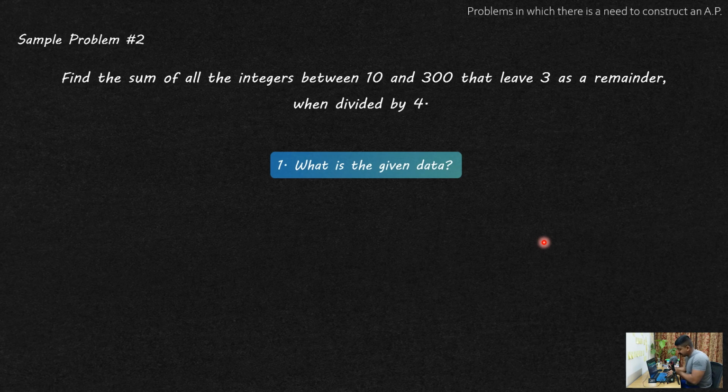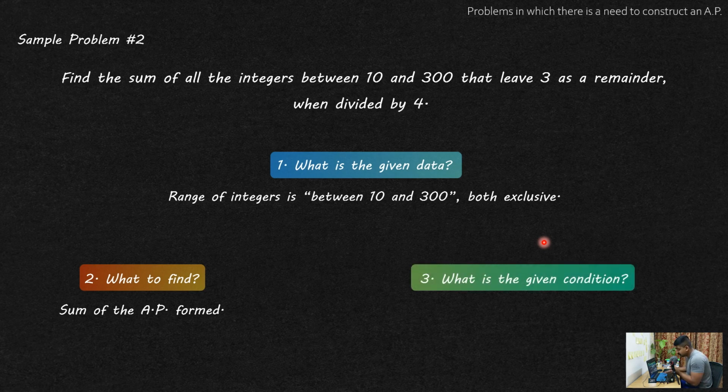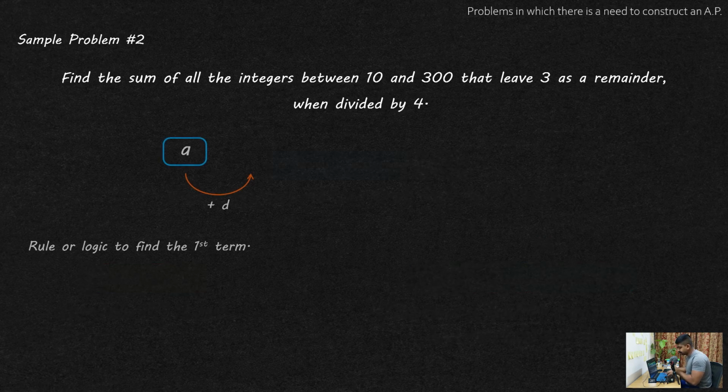First question, what is the given data? Range of integers is between 10 and 300, both exclusive. Second question is what to find? Sum of the AP formed. Third question is what is the given condition? All the terms of the AP when divided by 4 leave remainder equal to 3. So with these inputs, we'll start solving the problem.